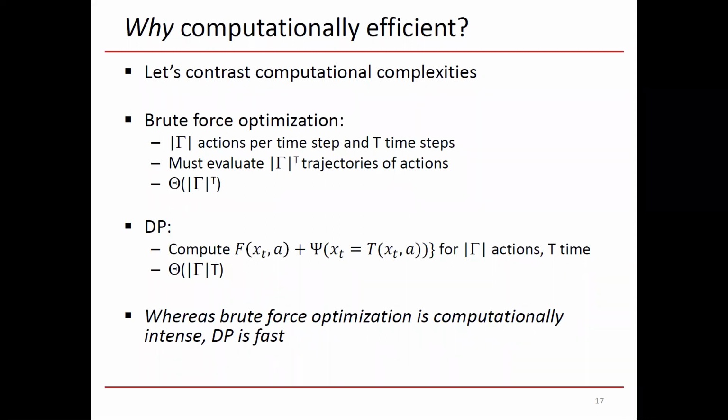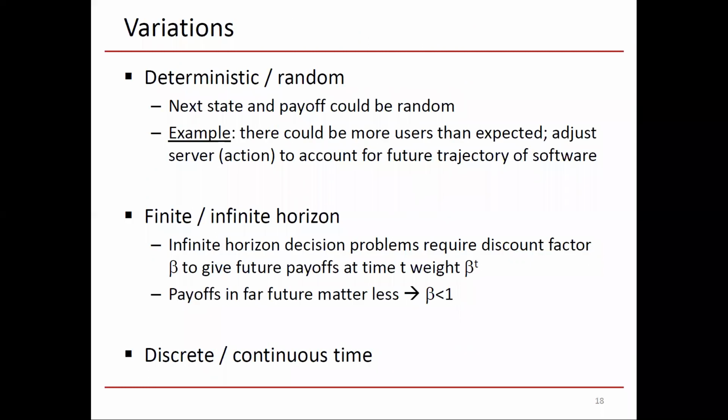In contrast, for dynamic programming, one step at a time, we're examining all the possible actions, and we're doing that for capital T times. Therefore, the overall complexity is theta of the cardinality of the number of actions times the time horizon. So whereas the brute force optimization is computationally intractable, with exponential growth, dynamic programming is very reasonable.